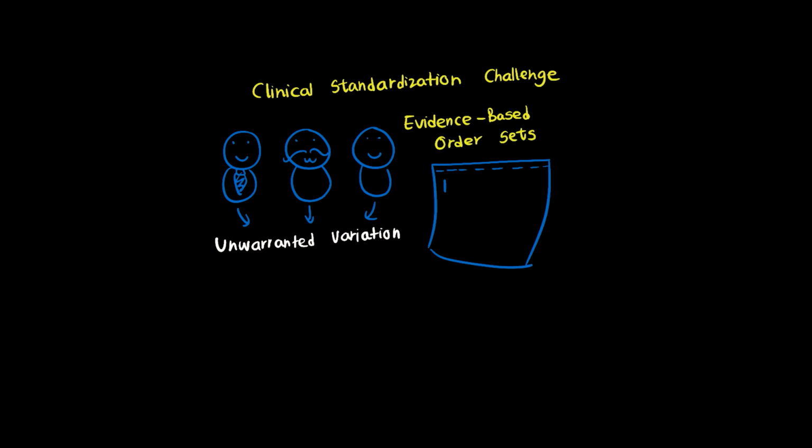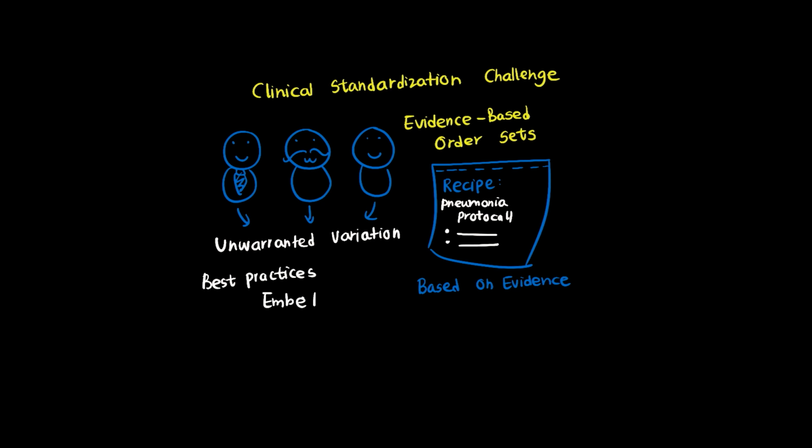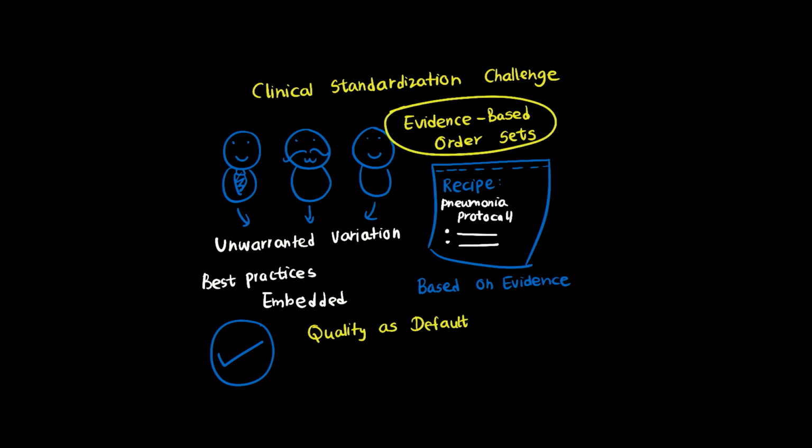Think of them as recipes from master chefs that still allow seasoning to taste. For pneumonia, the order set includes proven antibiotics, dosing, and monitoring protocols based on thousands of successful cases. But if a patient has allergies or unique factors, providers can modify with documentation. This isn't cookbook medicine. It's standing on the shoulders of giants. Order sets embed best practices into workflow, reducing variation while respecting expertise. Quality becomes the default, not the exception.